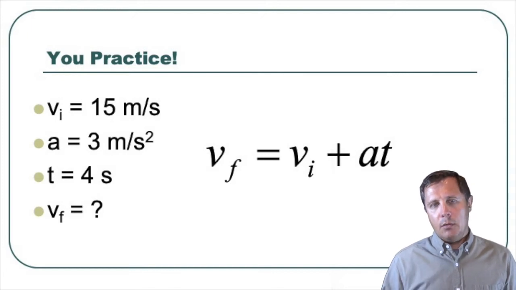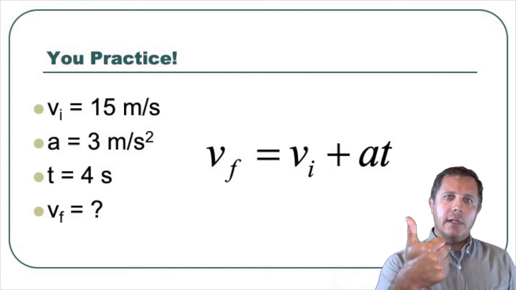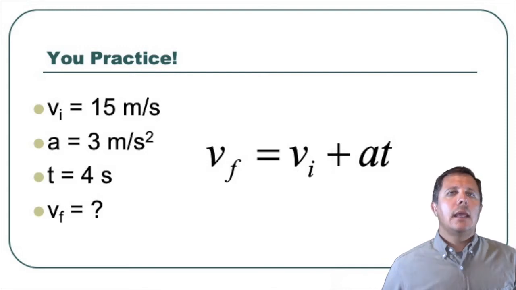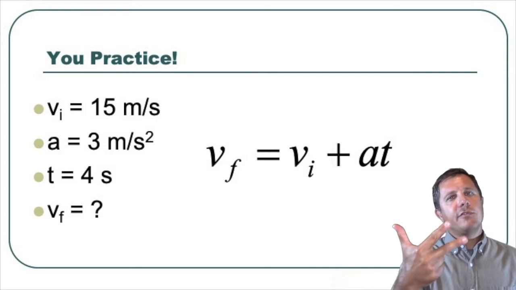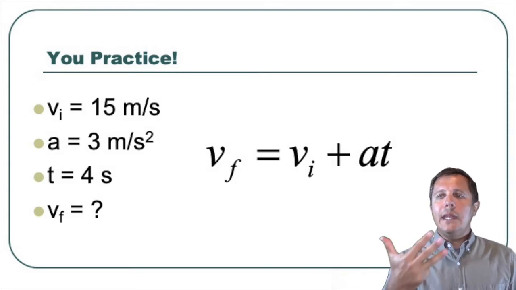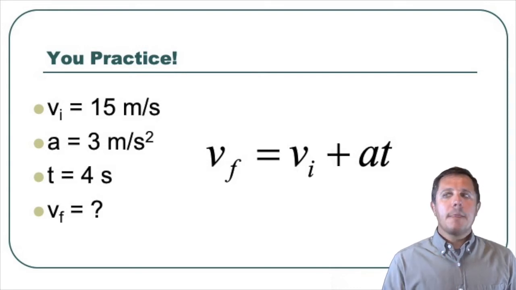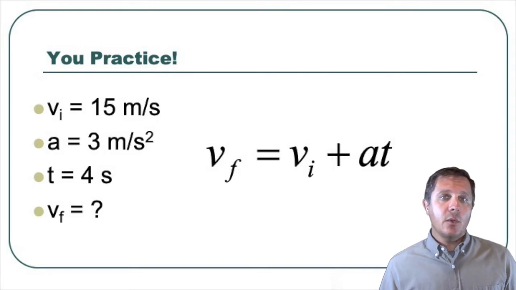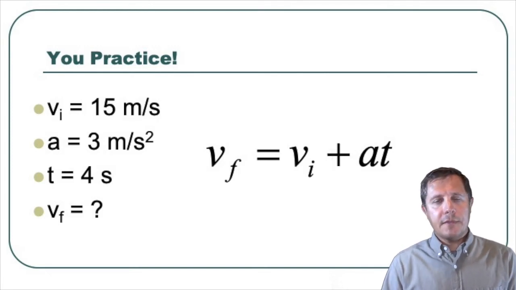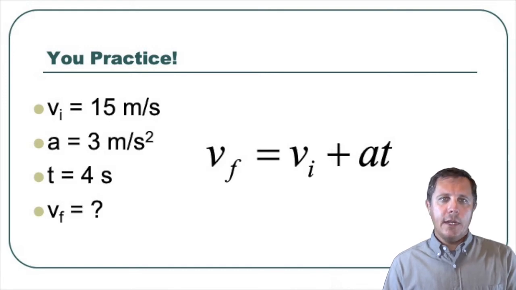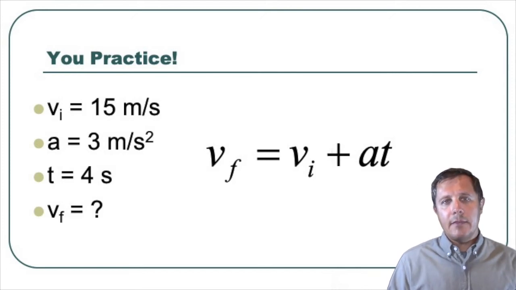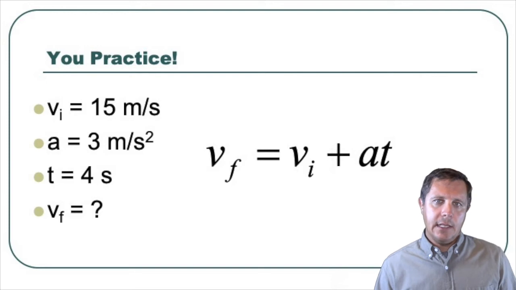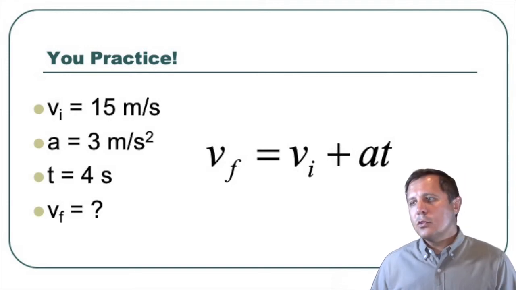So what did I give you? Initial velocity was 15, acceleration was 3, time was 4, and we need to find vf. All right, so we'd plug and chug that in. We'd have 15 plus 3 times 4. So we'd have 15 plus 12, and we get 27 as our new final velocity answer. Okay? So that's how we use the equation.